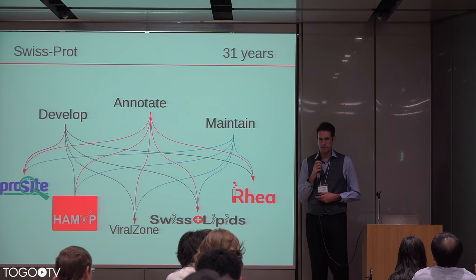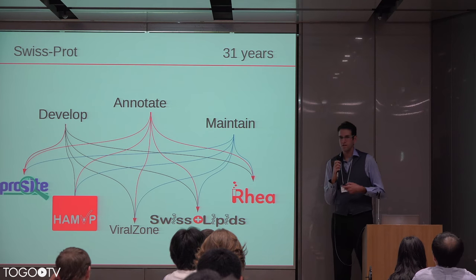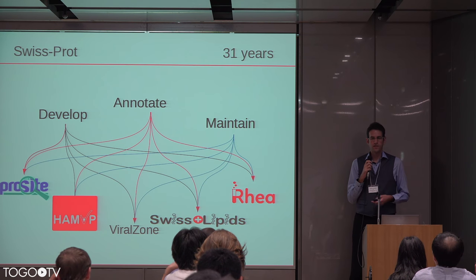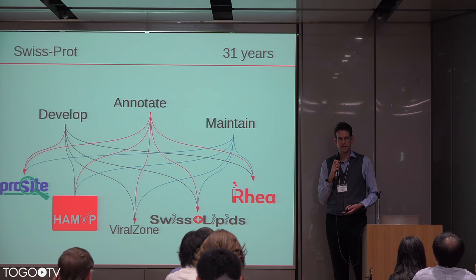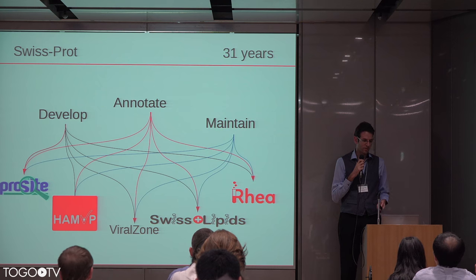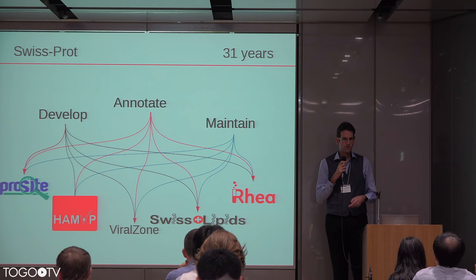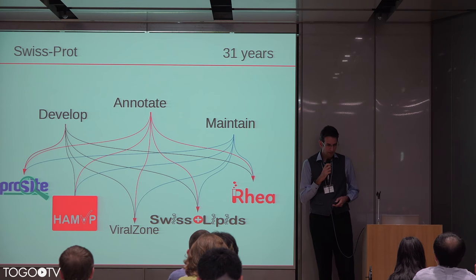And to bring it all back together, we have Rhea. Rhea we do with EBI, and that is a reaction database to say these enzymes, these proteins, react this way, they do these kinds of activities. And that is used to annotate SwissProt, SwissLipids and HAMAP. So we always try to connect them together, making things link.